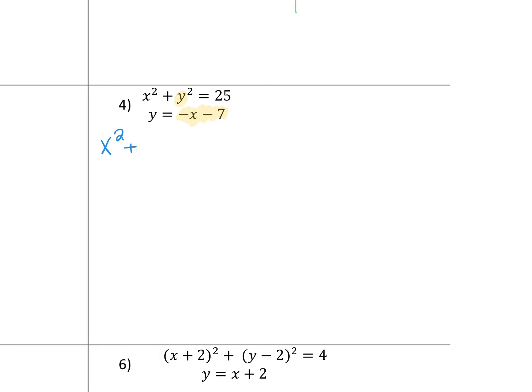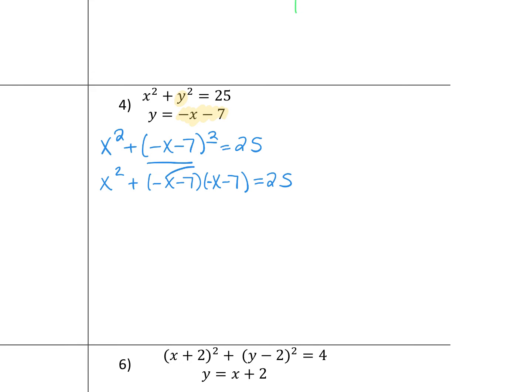So that'll look like x squared plus negative x minus 7 squared equals 25. Now remember, when you have a quantity squared, that means you have 2 of them. So I'm going to have negative x minus 7 times negative x minus 7. Still with this x squared at the beginning and this 25 at the end. Now to multiply this out, there's 2 ways. One is to distribute. So I could do negative x times negative x, which would give me x squared. Negative x times negative 7, which would be positive 7x. Negative 7 times negative x is also positive 7x. And then negative 7 times negative 7 is positive 49.